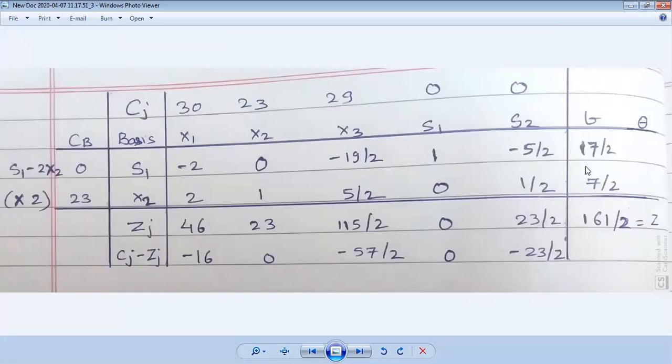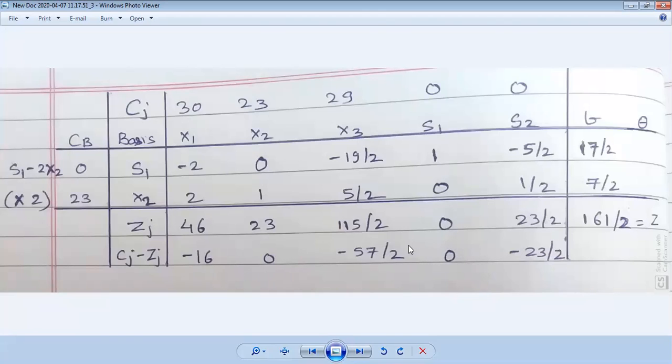Now you calculate Zj. This is already 0, so you multiply by 23. So this is 46, this is 23, this is 115 by 2, this is 0, this is 23 by 2. Now when you calculate Cj minus Zj, it is minus 16, 30 minus 46, 23 minus 23, 0, 29 minus 115 by 2 is minus 57 by 2, 0 minus 0, 0 minus 23 by 2. Now if you observe, all the values in Cj minus Zj are less than or equal to 0. So this becomes your stopping condition.